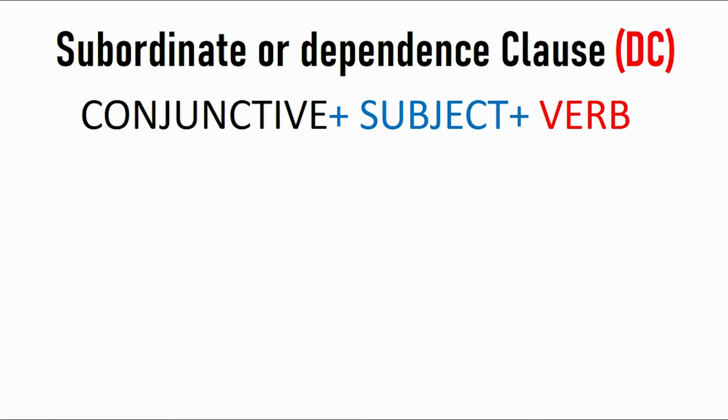So, what is a subordinate or dependent clause? As we talked about previously, a dependent clause is called DC in writing. A subordinate or dependent clause is a combination of conjunctive adverb plus subject plus verb, but not a complete thought. Let's read sentence number 1. After the school opens. So it is not complete. You see, after is a conjunctive, the school is a subject, and opens is a verb.